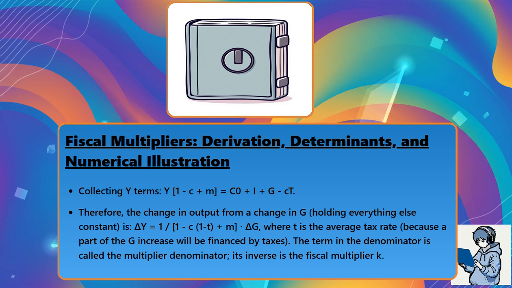Therefore, the change in output from a change in G, holding everything else constant, is delta Y equals 1 over (1 minus c times (1 minus t) plus m) times delta G, where t is the average tax rate, because a part of the G increase will be financed by taxes. The term in the denominator is called the multiplier denominator. Its inverse is the fiscal multiplier, K.